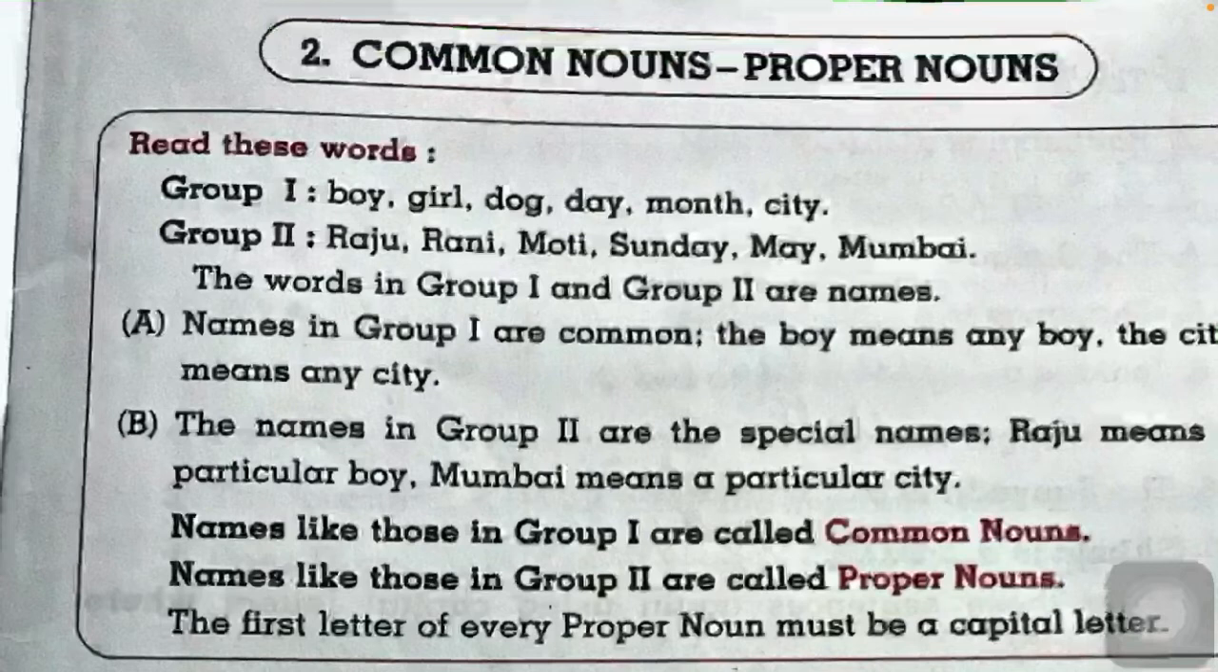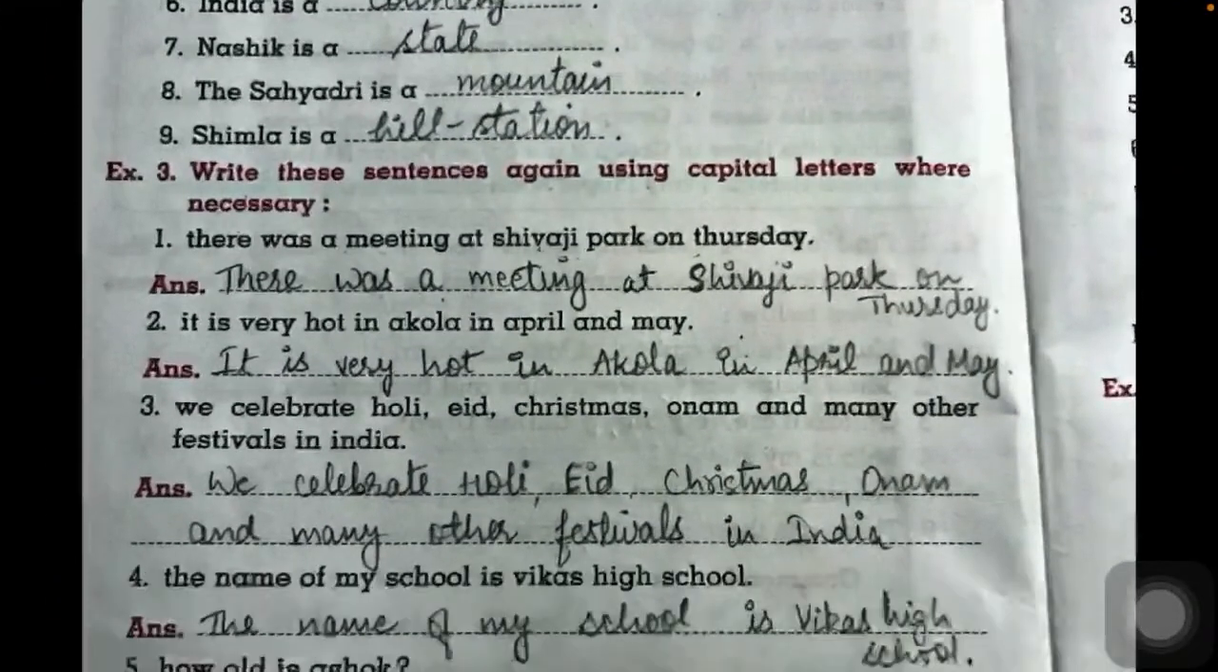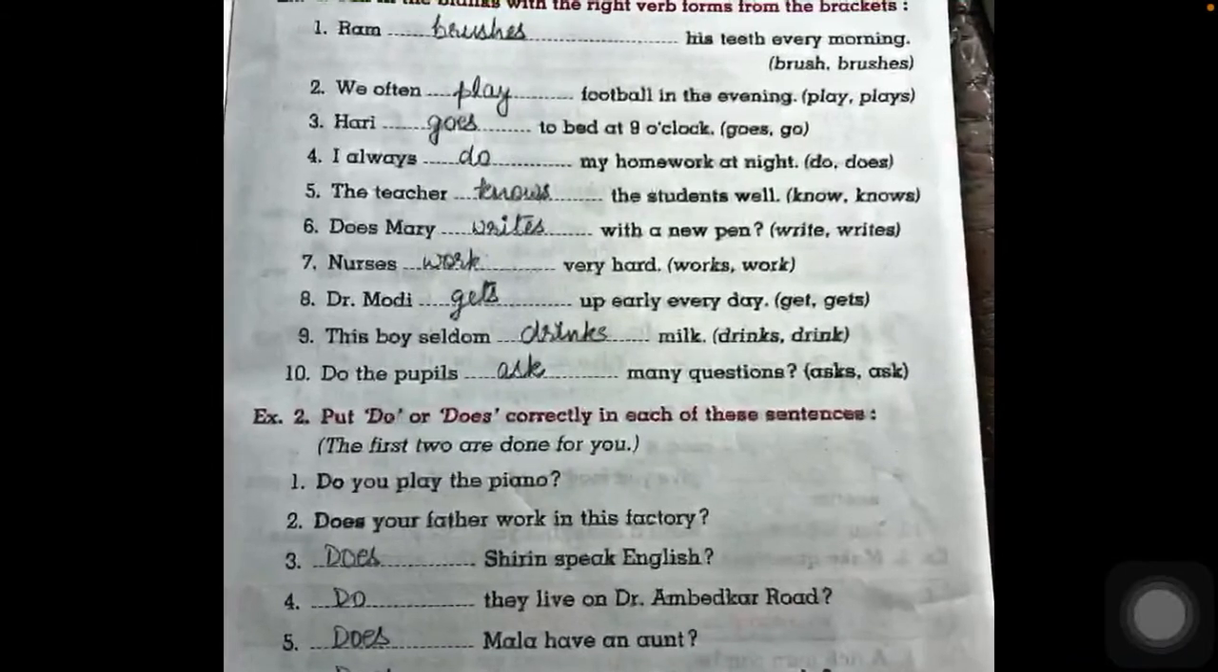If we are talking about any day, there are so many: Monday, Tuesday, Wednesday, Thursday. In this way, Sunday is a name, so we can say that Sunday is a proper noun. Okay, so in this way you have to fill up all the exercise here. Now, next one: you can see some words are given, and you have to write them in capital letters.